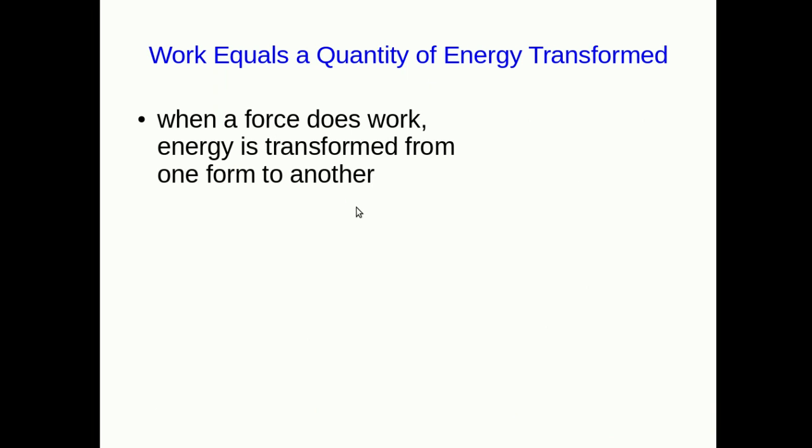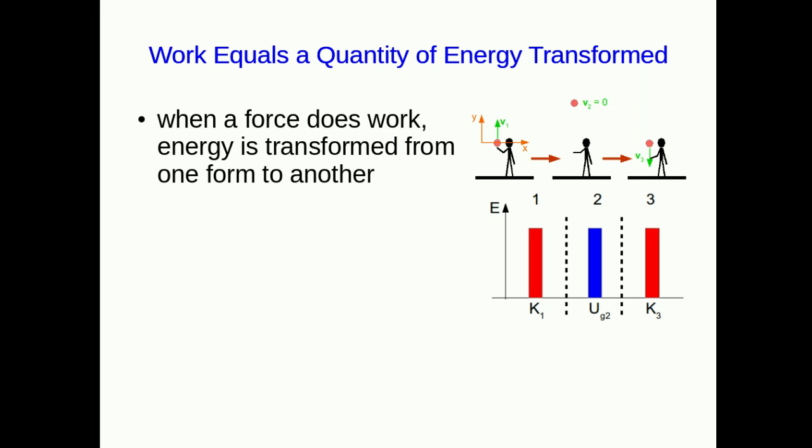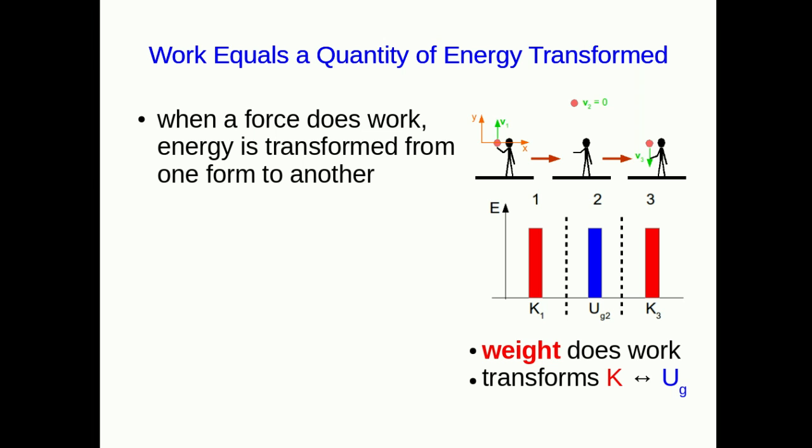So to figure out how to calculate work, we're going to look at a pattern that you might have noticed, and that's whenever a force does work, it results in energy being transformed from one form to another. So here are some examples that we've already seen. When a ball is moving up and down, there's only one force acting on it during its flight, and that's the weight. So weight is doing work because it's acting on the ball while the ball is moving, and it's apparently resulting in transformations of energy back and forth between kinetic and gravitational potential energy.